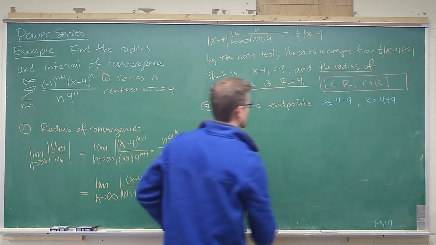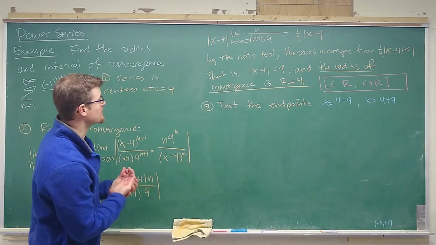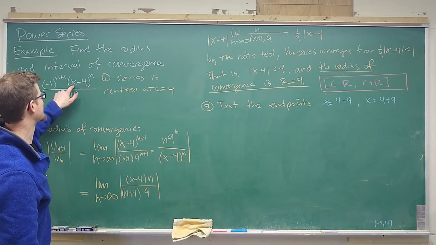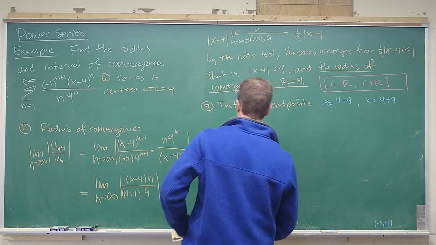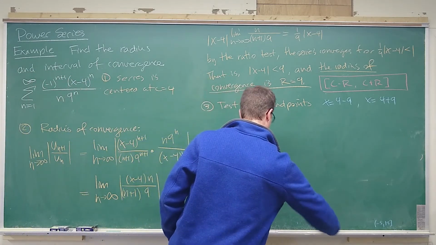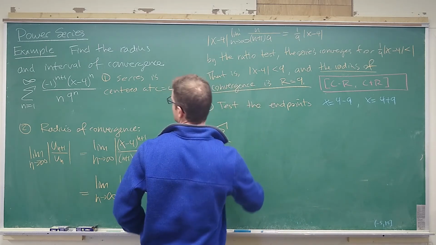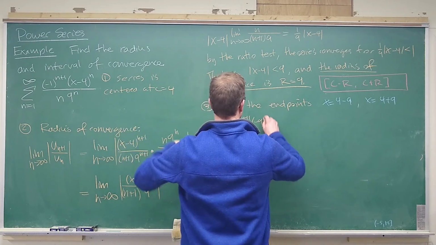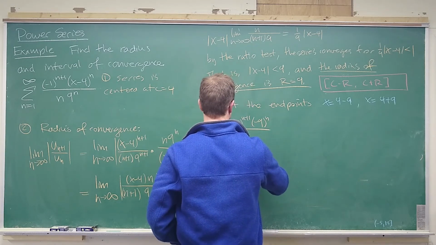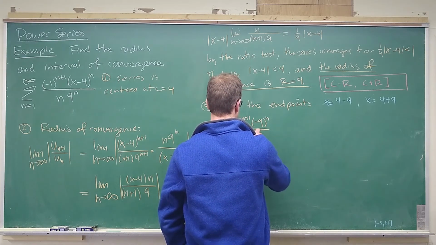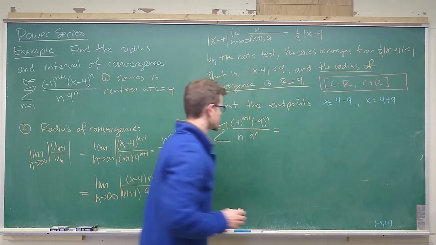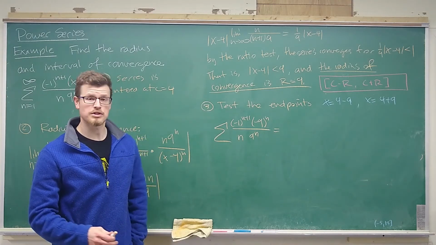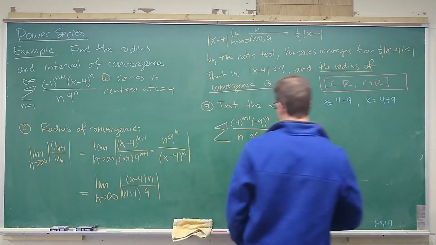Those endpoints are exactly x equals 4 minus 9, which is negative 5, and x equals 4 plus 9, which would be 13. So when I'm using x equal to negative 5, I get negative 5 minus 4 here, which gives me negative 9 to the nth power. So I've got the series negative 1 to the n plus 1 times negative 9 to the n over n times 9 to the n. I want to simplify this expression a little bit. When I do that, it will make much more clear the convergence or divergence of the series.